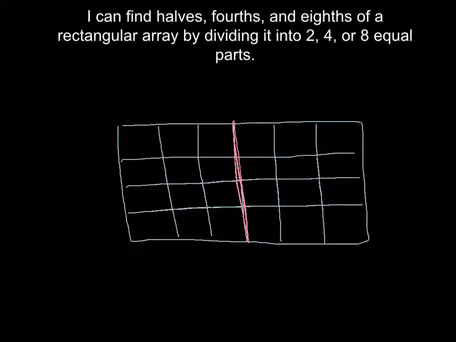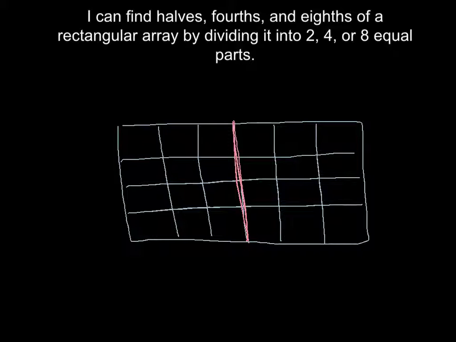Now this looks like half, but to be sure I need to count how many boxes are in each section. There are 12 boxes in this section, and 12 boxes in this section. So each half has 12 boxes. Because they have the same amount, I know that I have 2 equal parts.